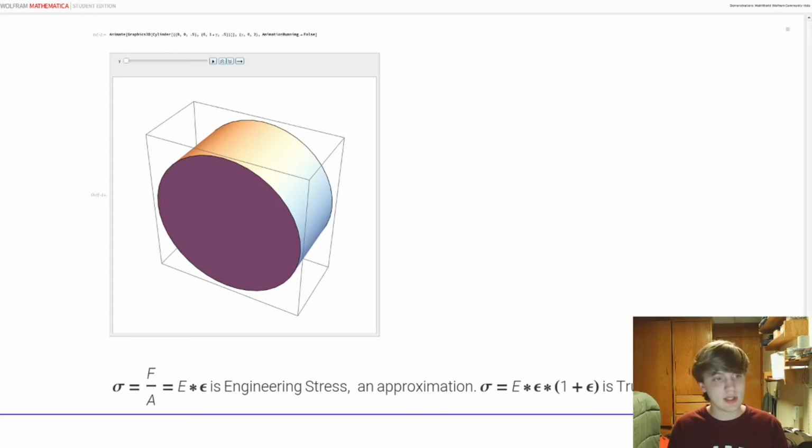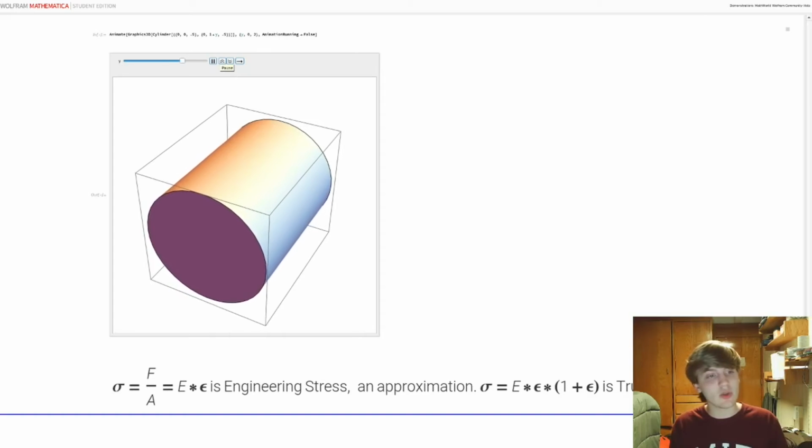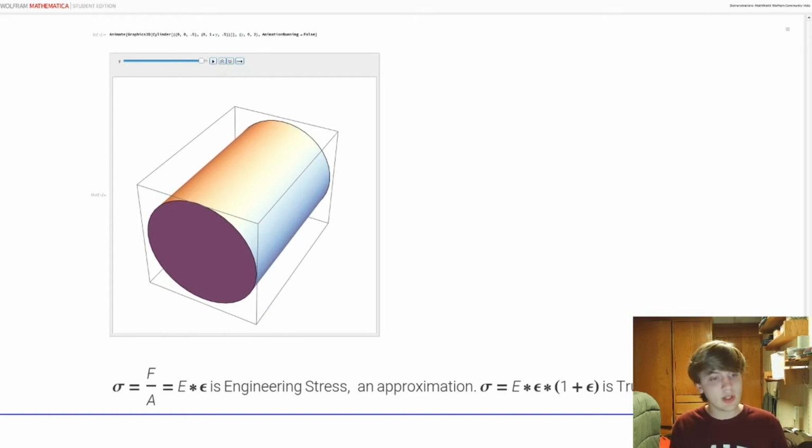And we can see this in this animation here. If I pull on the cylinder, then it's going to elongate, and the cross-sectional area, that radius, is going to get smaller. And we end up with a cylinder that's smaller than our original cylinder because of the conservation of mass. All that elongation had to come from somewhere. So we have a stress that's going to be higher because it's hitting a smaller cross-sectional area.